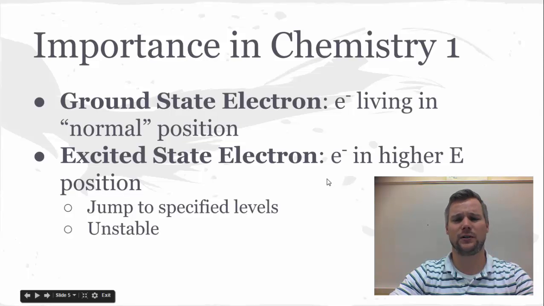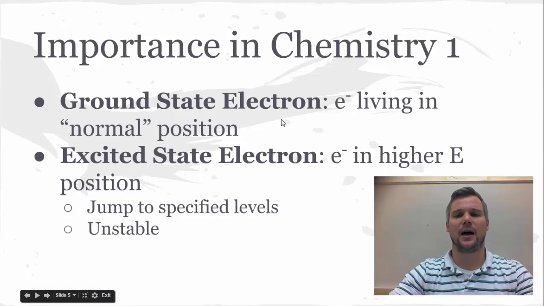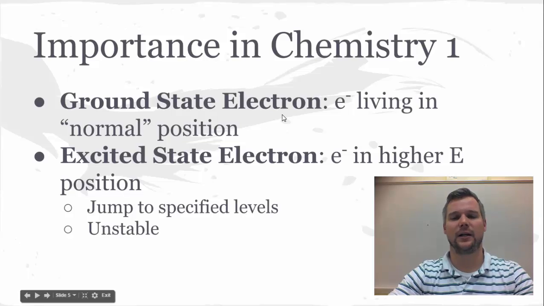How is this important to us in chemistry class? In chemistry class, we can see electrons demonstrate characteristics of light, and they're both of the wave and the particle demonstrations of light. One way that we can see that is by how electrons give off light energy.